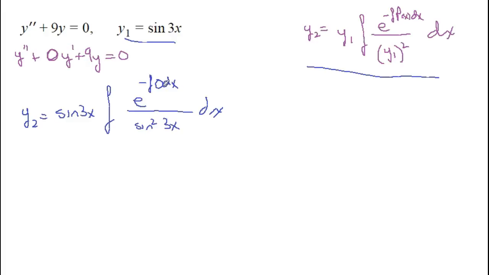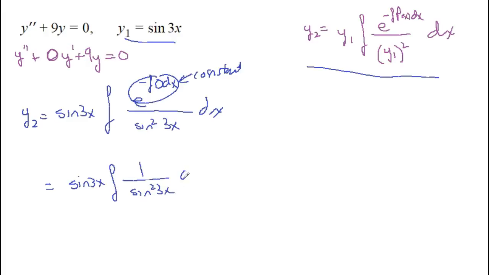Integral of 0 is going to be a constant. E to any constant is still going to be a constant. And since we're talking about just finding a linearly independent solution, we end up ignoring all these arbitrary constants. So my next line, if I was doing this, would be to say all this stuff is going to be a constant that would float out in front and then promptly be ignored. So I'll have sine of 3x times the integral of 1 over sine squared 3x dx.